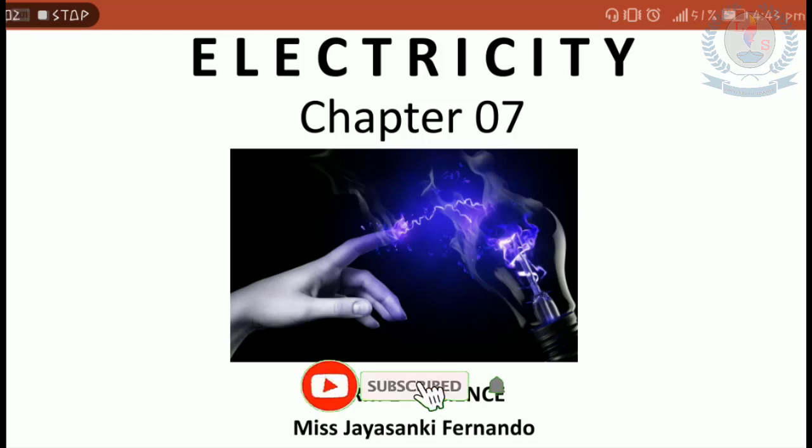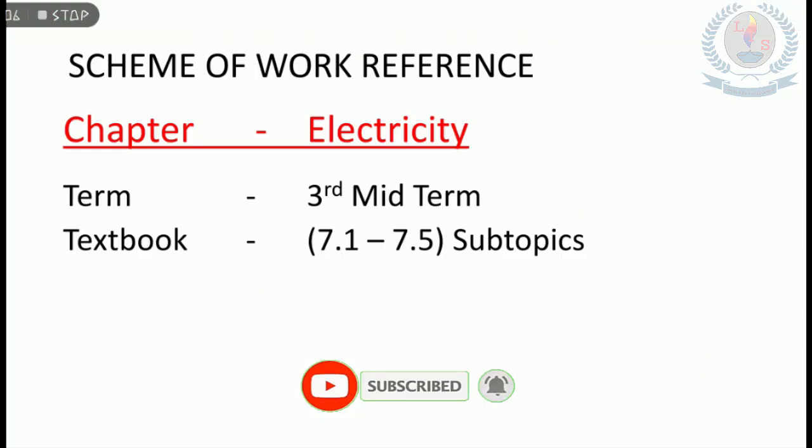The topic today we are going to discuss is electricity. We will be covering the following areas of scheme of work as you can see on the screen.